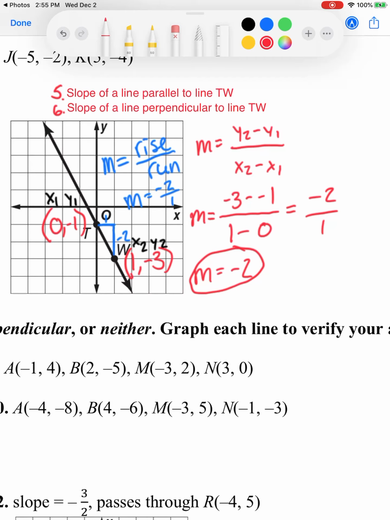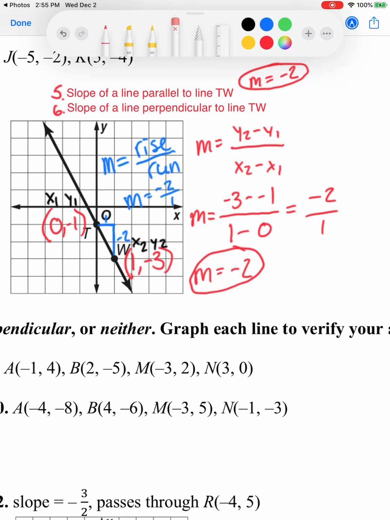So now that I know the slope of line TW, the line from the graph, which would be GW on your homework, I know the slope of that line now. That means if I'm trying to find the slope of a line parallel to this line, it's going to be the same slope. Since they're parallel, they're going to have the exact same slope. So for number 5, all I would say is m equals -2, because parallel lines always have the same exact slope. So that would be number 5.